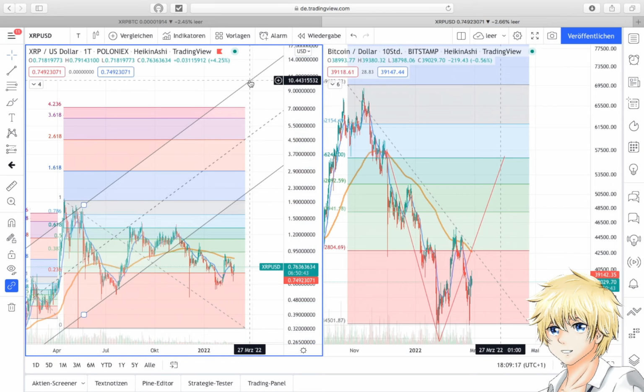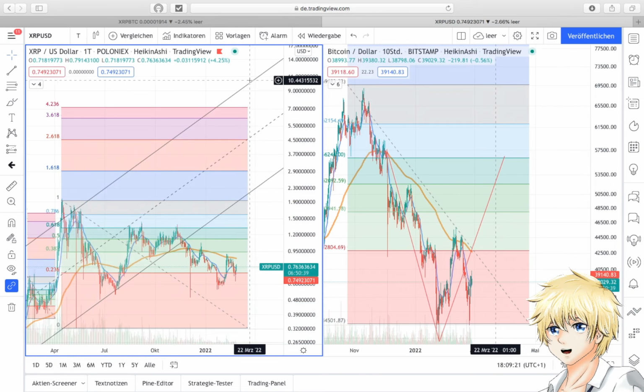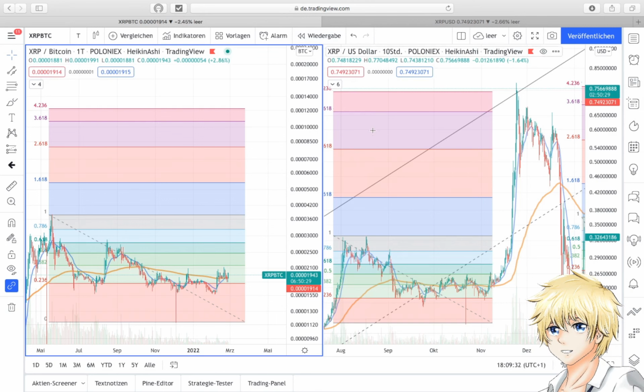So for everyone that is holding XRP, stay in or buy it. Either you buy it or you stay in, but do not sell it. If you sell it now, maybe I will buy it from you. Okay, so that's my take on XRP.